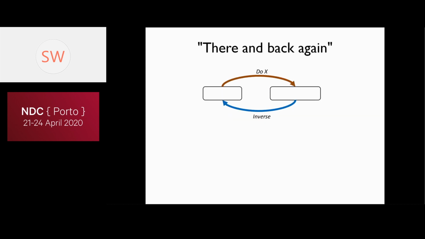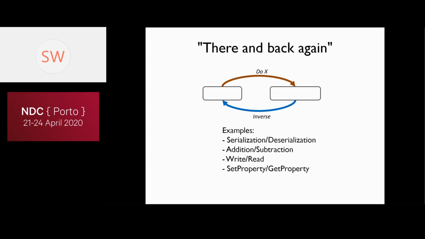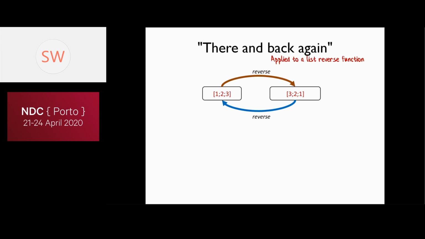So another common pattern for properties is doing something and then going backwards, there and back again. Let's say you want to serialize something and then you deserialize it, you should end up at the same place. If you add something and then subtract something, you should end up at the same place. If you write something and then read it, you should have the same data. They're not literal inverses, but it's basically going in one direction and then coming back in the other direction. Setting a property and then getting the property, you would expect these to work. So very, very common ways of doing testing.